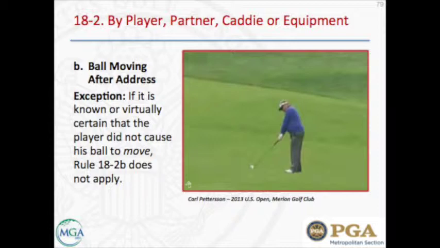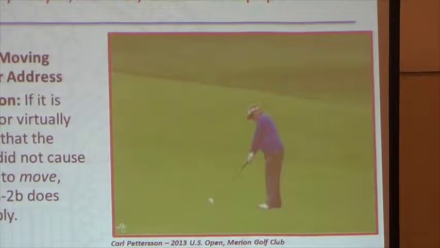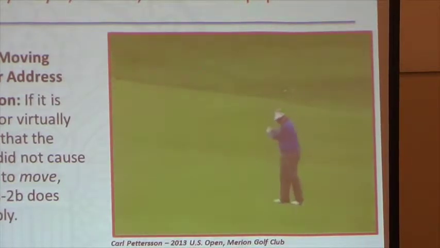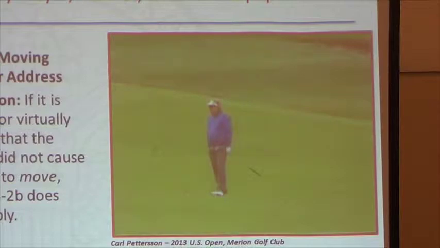So let's look at a situation here from Merion. Carl Peterson, this is on the 4th hole. This is Carl Peterson playing the par 4, set to hit his second shot, and a golf ball from the second pops in as he's about to start his downswing. You don't see that every day at the US Open.